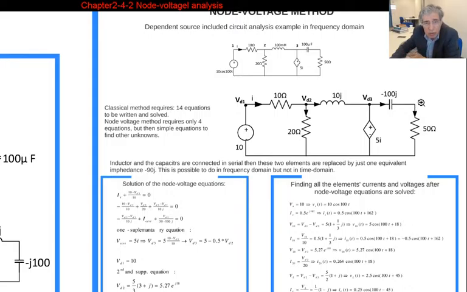I could do this in the frequency domain, but I cannot do it in the time domain. That is the advantage that I use. So this series connected elements' equivalent impedance is 50 minus 100j. So we are going to write three node equations. These are the three node equations. So let's start from the beginning.